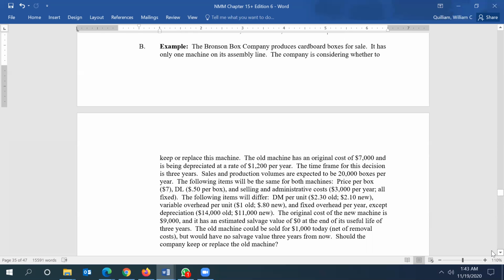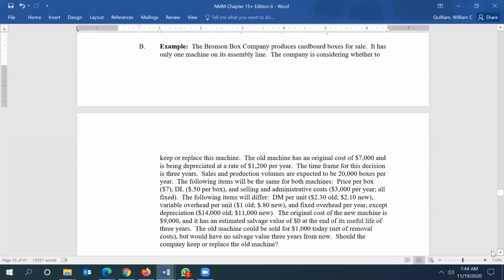So we could say there that if we replace, we have a relevant cost pertaining to fixed costs of $3,000, the difference between the two. Again, I will show you. But we could also say that that $11,000 is an unavoidable fixed cost.